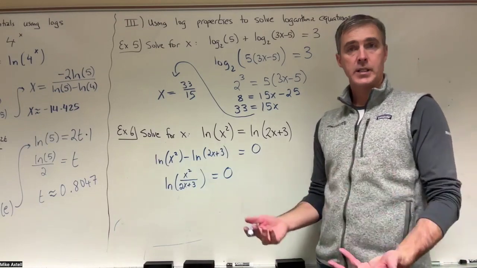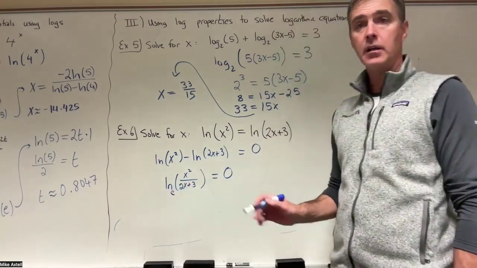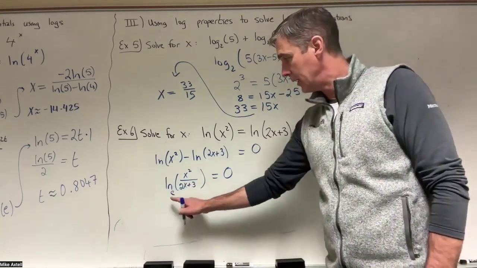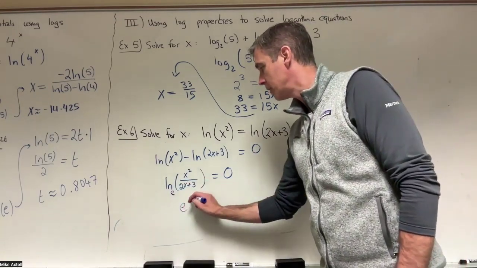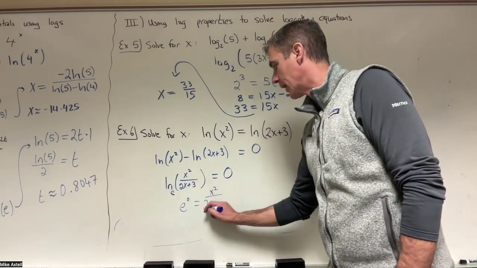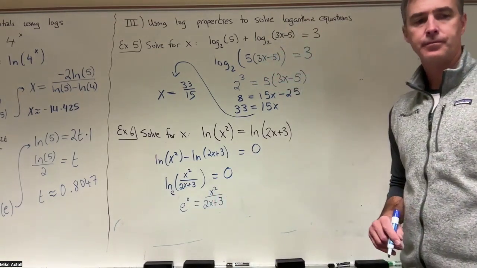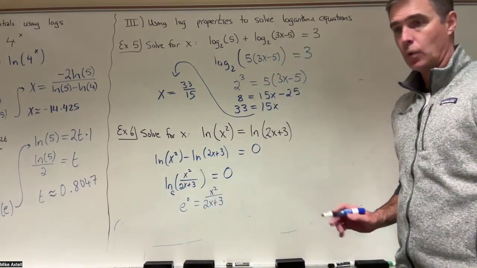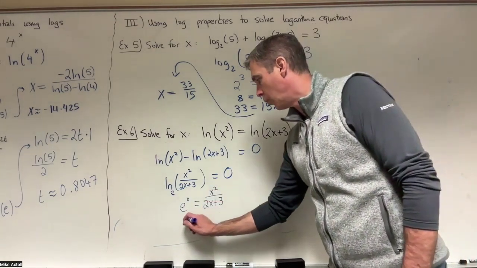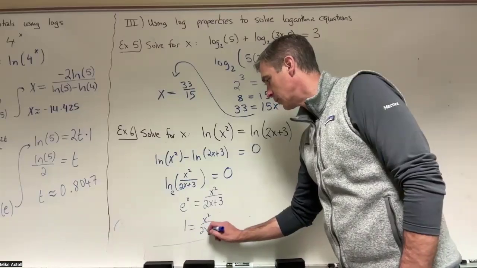Now I'm going to flip it to exponential form. And we remember that the natural log has a base of e. So the exponential form would be e to the 0 equals x squared over 2x plus 3. Okay, well, e to the 0 is just 1. So I have x squared over 2x plus 3 equals 1.